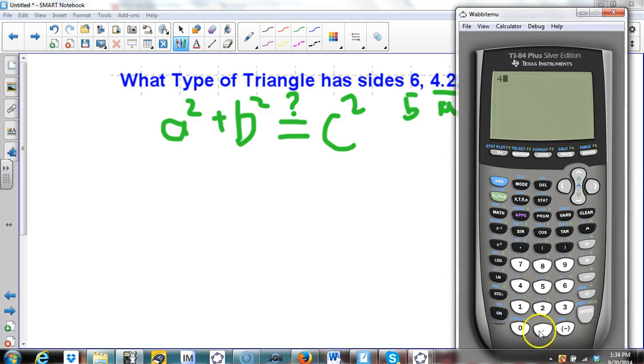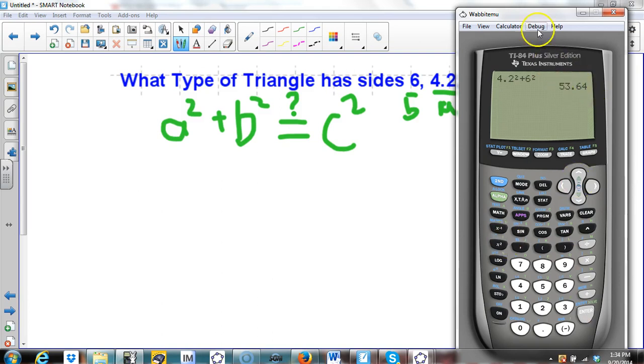So we would have 4.2 squared. We're going to add it to the other shorter side, 6 squared. That's our a squared plus b squared. I'm going to hit enter. So there's the sum of my two sides that are squared, 53.64.